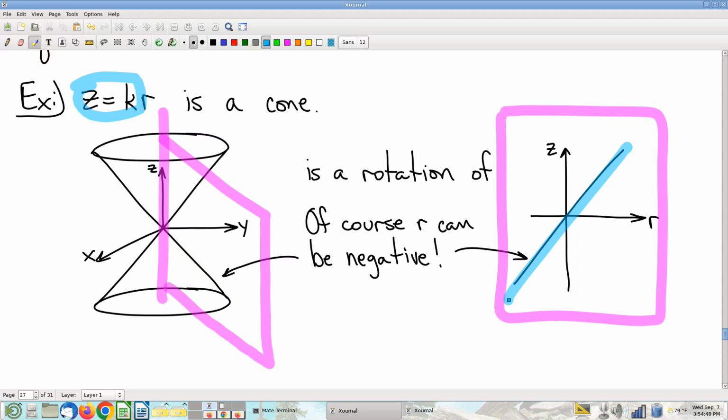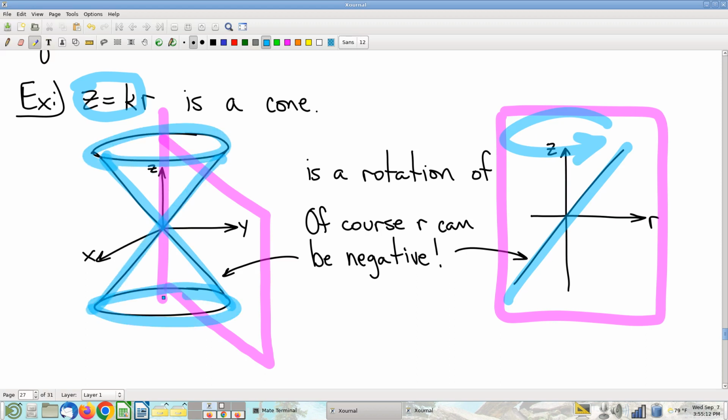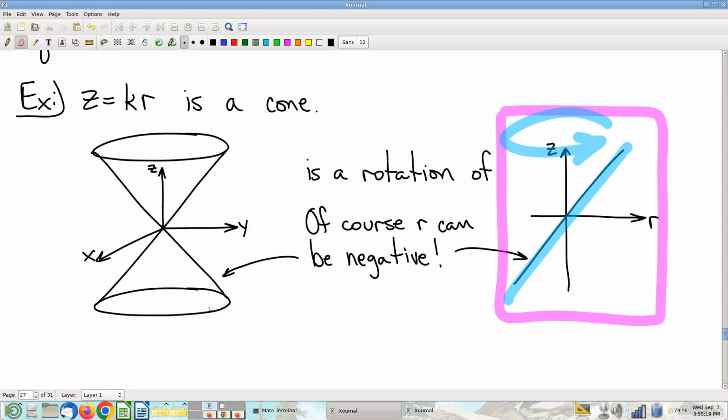So our surface is whatever you get when you take this curve, namely a line, and rotate it around the z-axis. I'm just going to make a geometric appeal. When you rotate that around the z-axis, you get this cone. Everybody good?